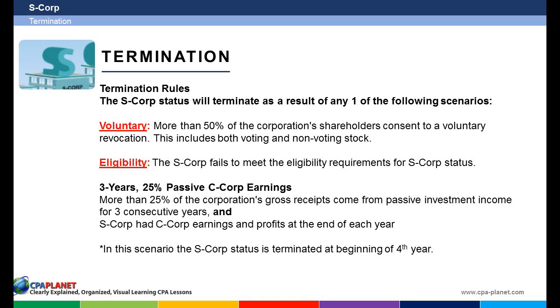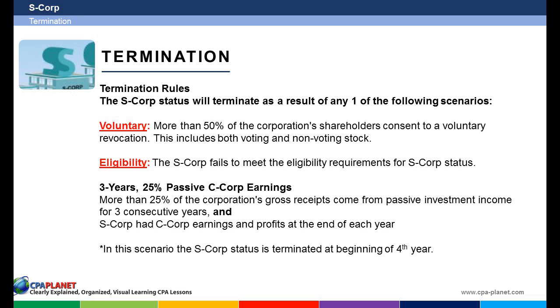3 years, 25% passive C-Corp earnings. Here's a good question that you may be asked. More than 25% of the gross receipts come from passive income for 3 consecutive years, and there were C-Corp earnings and profits at the end of each year. Okay, in this scenario, the S-Corp status is terminated at the beginning of the 4th year.